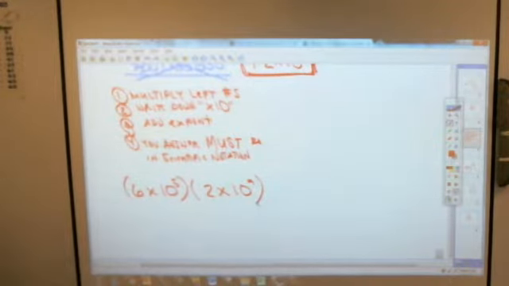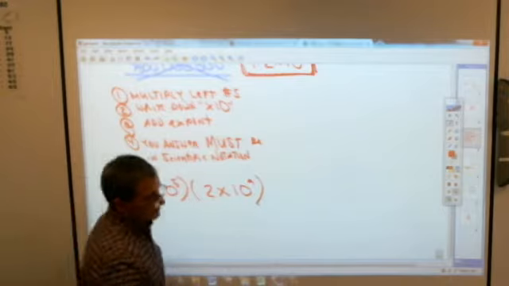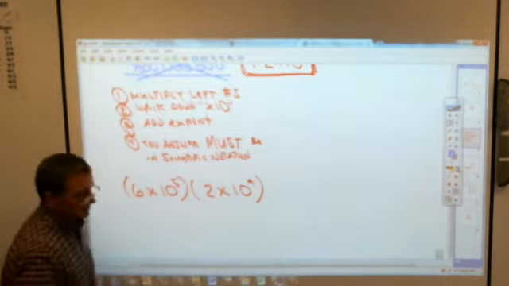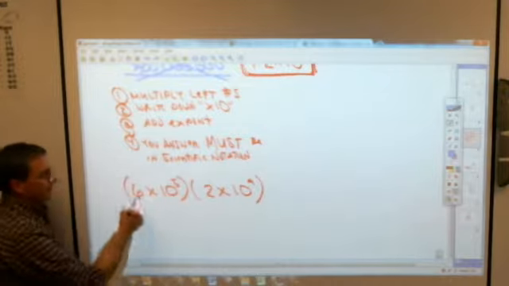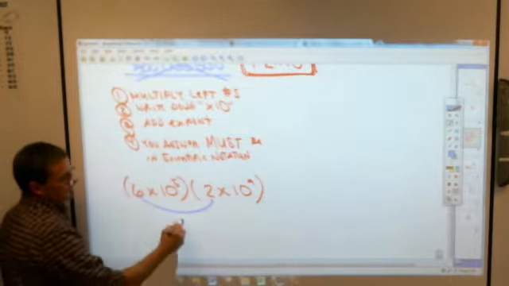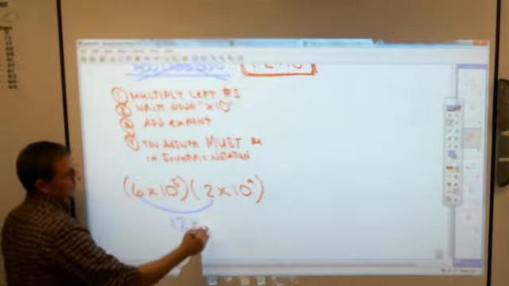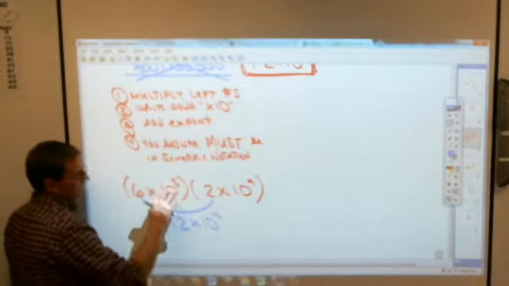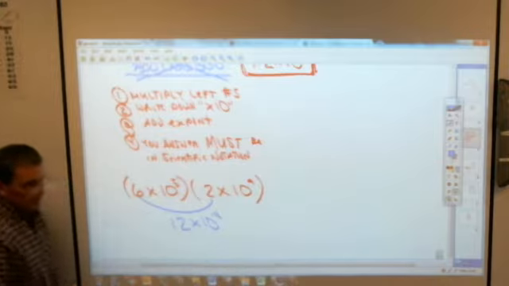By the way, you should almost have this problem done by now. What's my answer going to be? Multiply the 2 lefts together, write down times 10, add exponents. What do I get? 6 times 2 is 12. Times 10, 5 plus 9 is 14, right? 10 to the 5th times 10 to the 9th is 10 to the 14th.